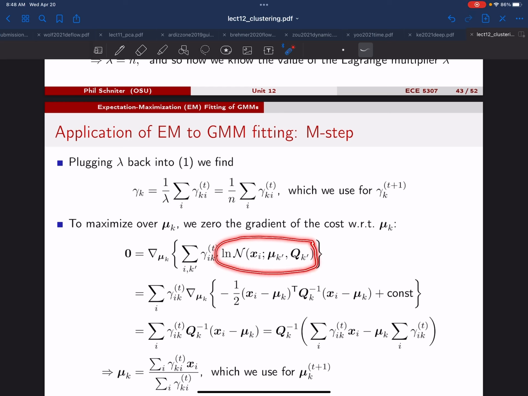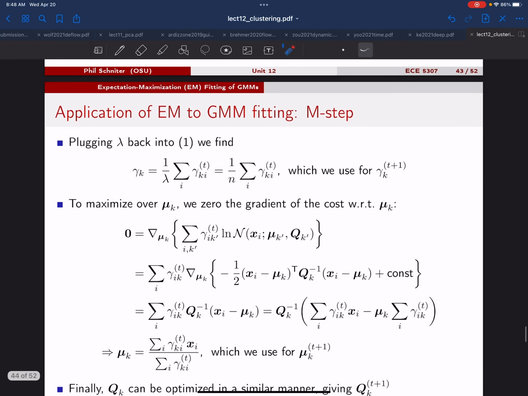But we also know that the Gaussian can be written as this exponentiated quadratic form. It's exponentiated this divided by a scaling constant, but that scaling constant does not depend on the means. So when we do this gradient, we don't have to worry about it. Otherwise, this natural log cancels the exponent in the Gaussian, and we just get this negative quadratic. So we have to take the gradient of this. That's not too difficult.